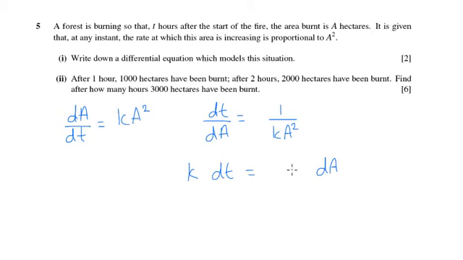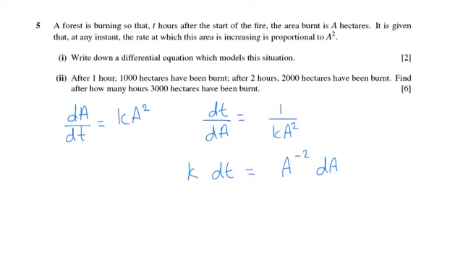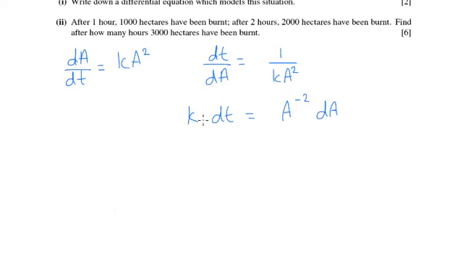So we've now got just a 1 over A squared here, or A to the minus 2. This we can now integrate. We're ready to integrate, and we get KT on the left, and on the right we're going to get A to the minus 1 over minus 1, which is the same as minus 1 over A, plus our constant of integration C.